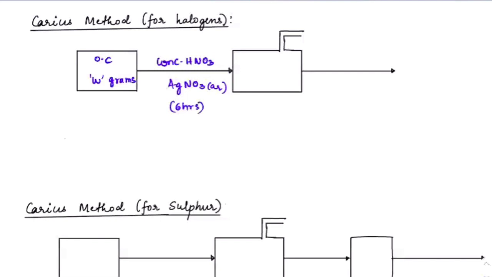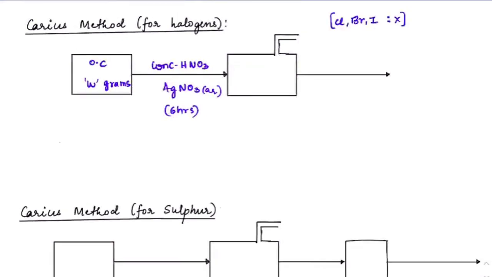Over the time, what happens? Whatever halogen is present in the compound, what are the halogens? It could be fluorine, chlorine, bromine, iodine. When it comes to fluorine, it does not give the right estimate, so fluorine is not used. Remember that. The right estimate is for chlorine, bromine, and iodine. For all of these halides, we wait for 6 hours, and then a precipitate settles down in this solution.